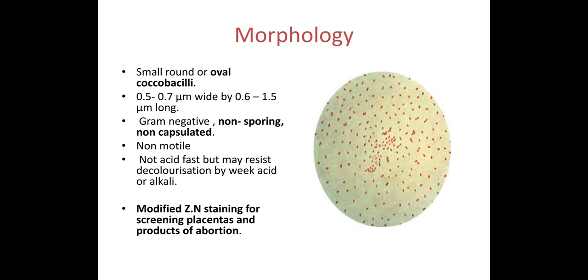Coming to the morphology of Brucellae. The Brucellae are small gram-negative cocobacilli. They are slightly bigger than cocci and smaller than a normal bacillary body. So, they are cocobacilli, small, round to oval. They are gram-negative, non-sporing and non-capsulated. They are non-motile, non-acid fast, but may resist decolorization by weak acid or alkali, and hence modified ZN can be used as a screening method for placentas and products of abortion in cattle.